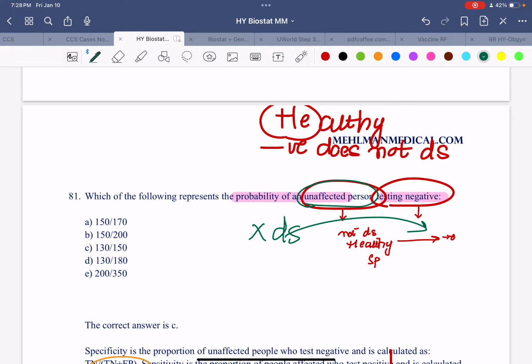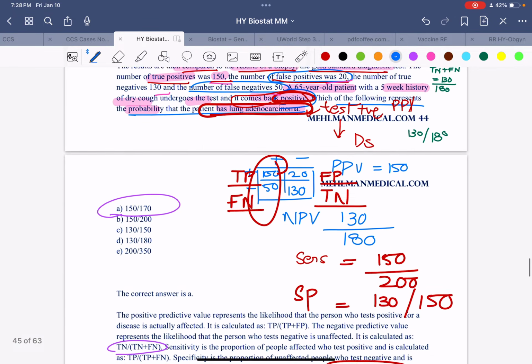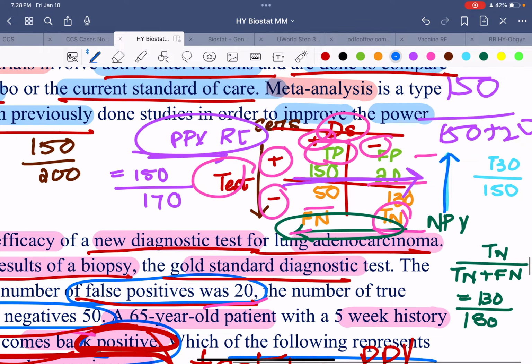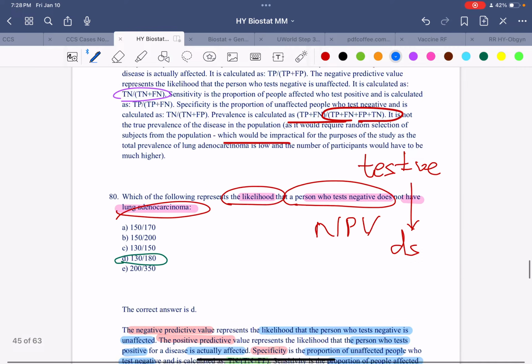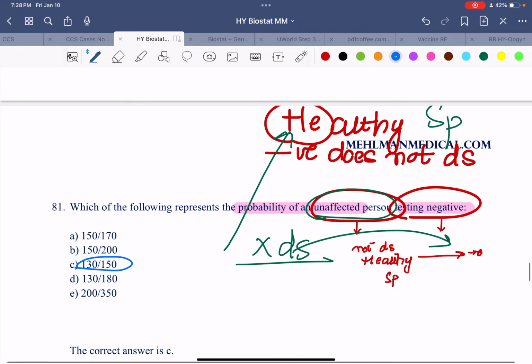What's the probability he'll have a negative test? So the person not having a disease is basically a healthy person, and we are basically trying to calculate specificity. Remember, for specificity we always try to go up. So we will go up like this. For specificity, it will be 130 divided by 130 plus 20, which will be 130 upon 150. So the correct answer for specificity over here is 130 upon 150, which is choice number C.